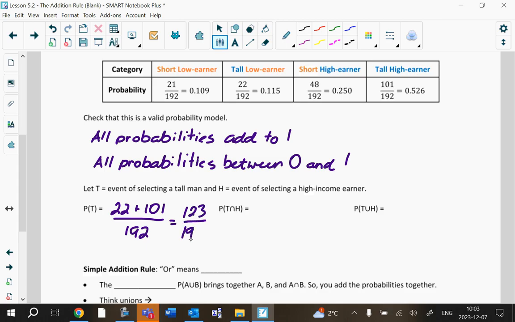You can leave that as a fraction. You can change it to decimal. You'd have to round it likely, and usually when you round, go to 3 decimal places. And remember, if it's a fraction, you don't have to reduce it.